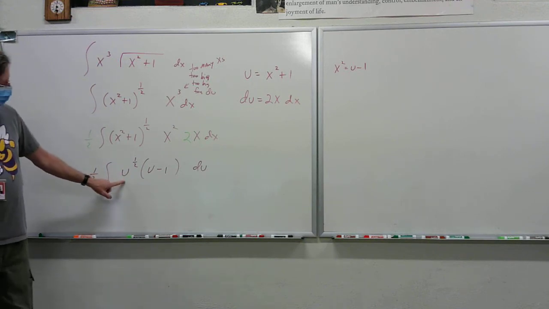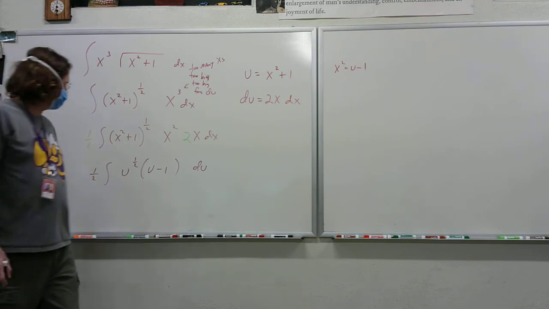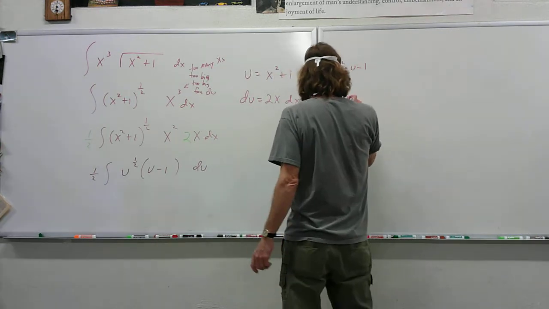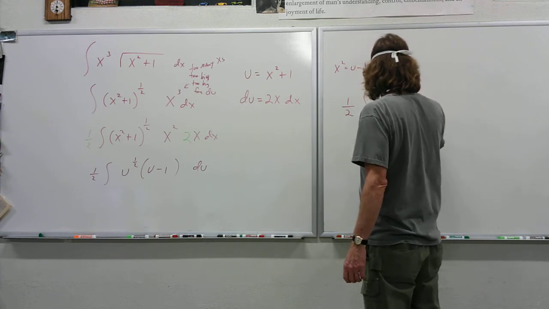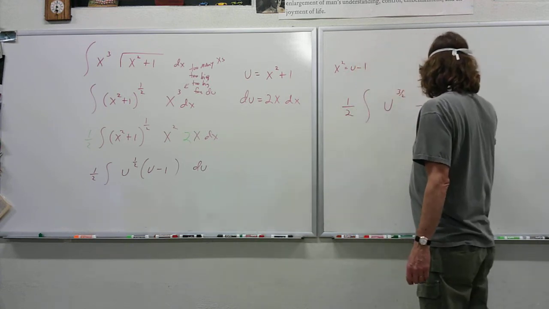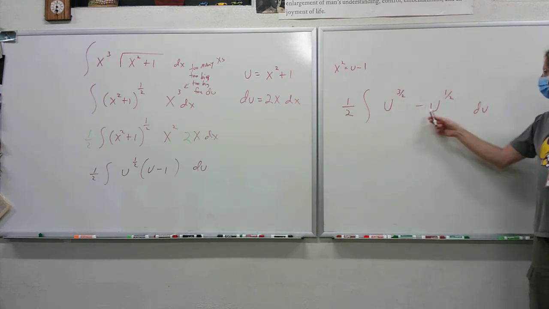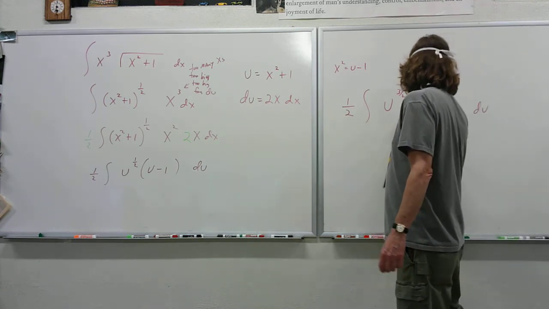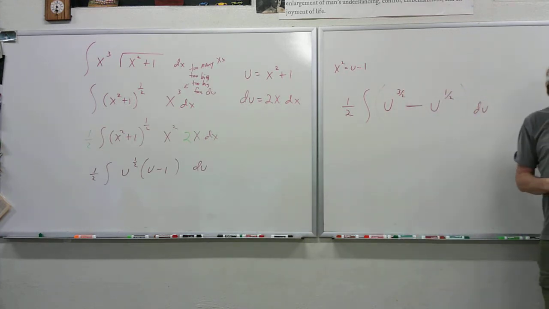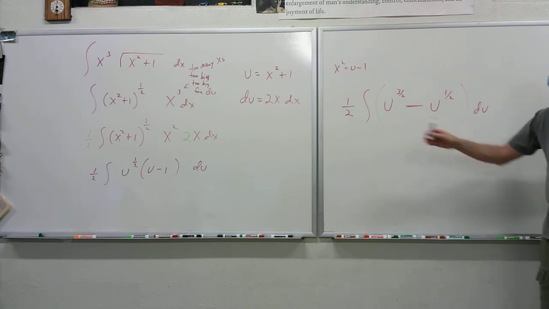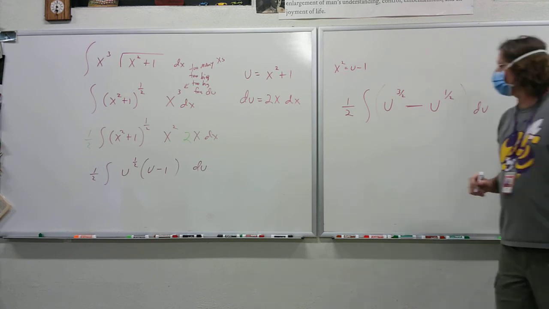Now, distribute this out and turn it into a polynomial. So you will get 1/2 integral u to the 3/2 minus u to the 1/2 with a du on the end. Notice you have u and u's, and they're both separated by a what? Minus. I'll go ahead and tell you the book would put parentheses around that. But do you see how it's now a polynomial of u's with a du? So you can integrate each one of them by itself.